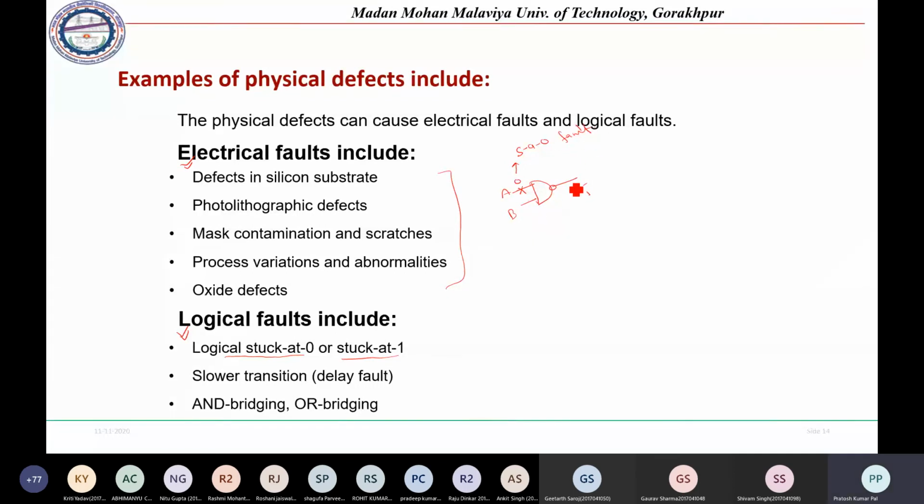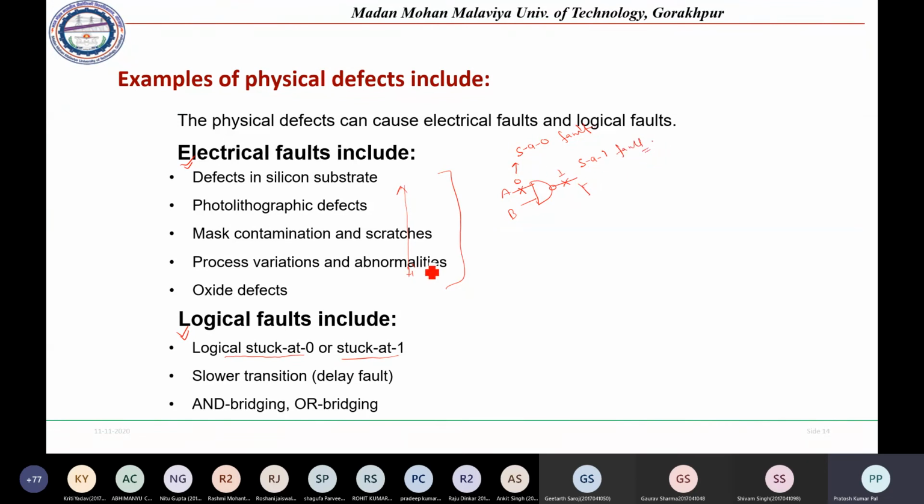Similarly, suppose the output terminal has a fault, that is, it is always 1, because this terminal is connected by some error or some physical defect. It may be connected to VDD, always connected to VDD. Then the output will always be 1. So this will be called a stuck at 1 fault.